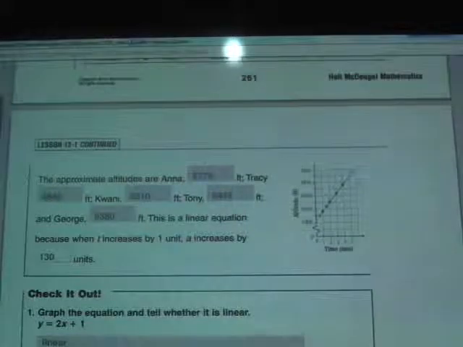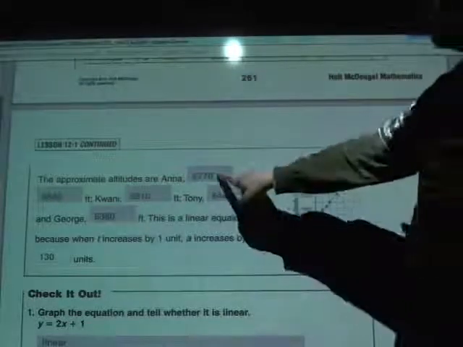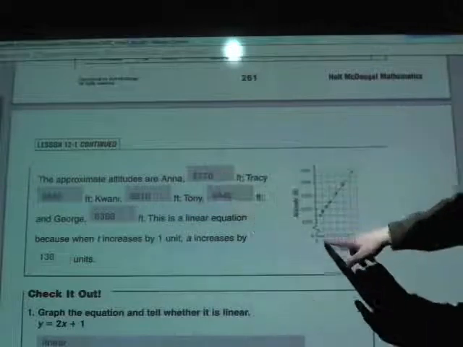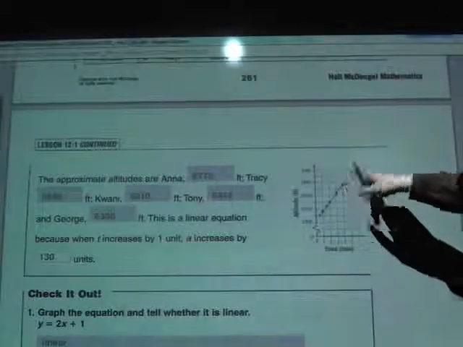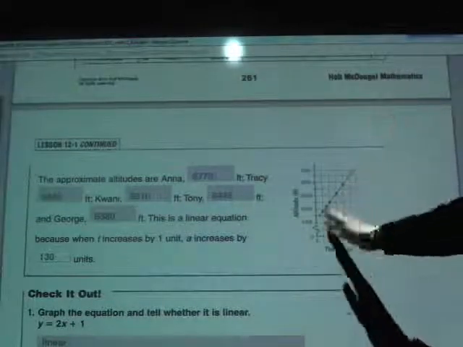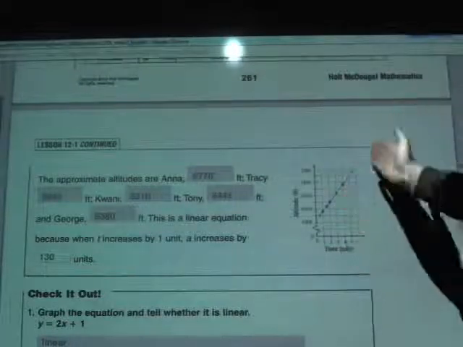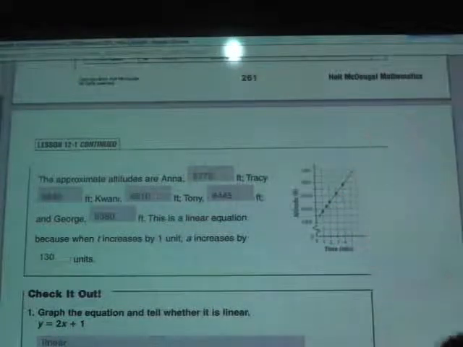Finally, 4 minutes into the ride, we'll find Anna. She's at 6770 feet. So I'm going to go over to 4 and up to 6770, put a dot. Notice what we have here. We have a line, all right? Because we've graphed a line, that makes this a linear equation.